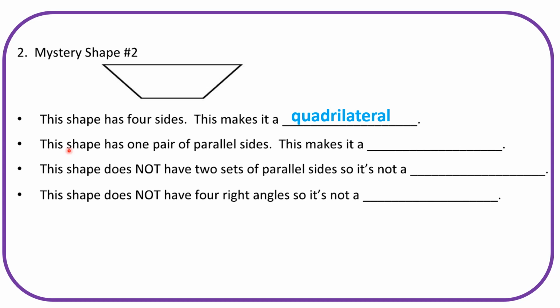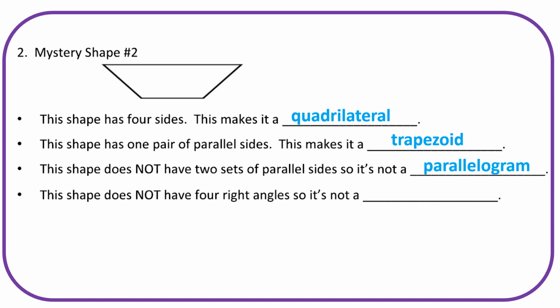Good. The shape has 1 pair of parallel sides. We only have one name for a figure that has 1 pair of parallel sides. It is called a... If you said trapezoid, you're correct. This shape does not have 2 sets of parallel sides, so it's not a blank. So what you can put here, honestly, is really any figure that has 2 sets of parallel lines, because we know that this is not that.